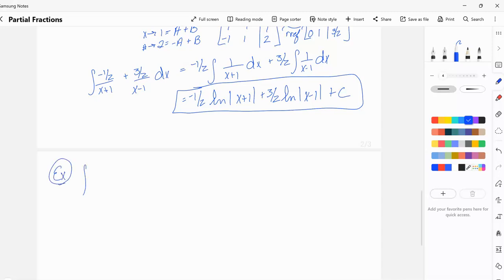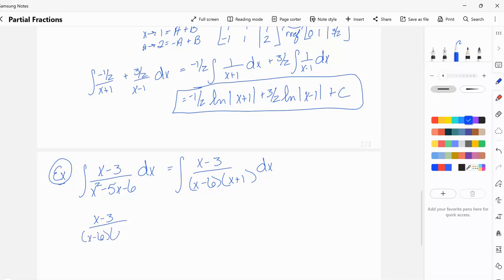This is where you may want to pause the video, take a minute, and try this one on your own. So I would start by factoring that denominator. This is going to factor into (x minus 6)(x plus 1). So let's write out our partial fractions. It's going to be equal to A over x minus 6 plus B over x plus 1.